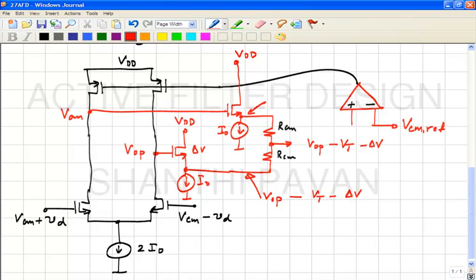Is this clear? Okay. So let's see. What will be the output common mode voltage here? If the input differential voltage is 0, then the common mode feedback loop will force the output common mode voltage to be some reference value. And what is that value now?